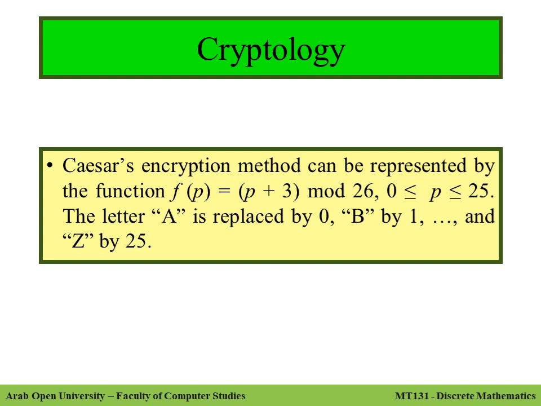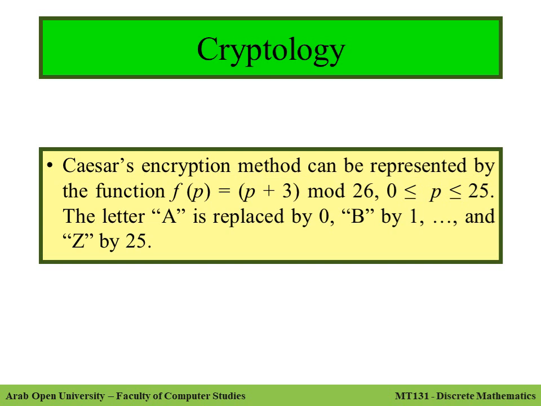For example, if you're trying to encrypt the letter Z, the number for Z is 25. The f of 25 is 25 plus 3, which is 28. Now 28 mod 26 will be 2. Okay, then Z is encrypted by the number 2.